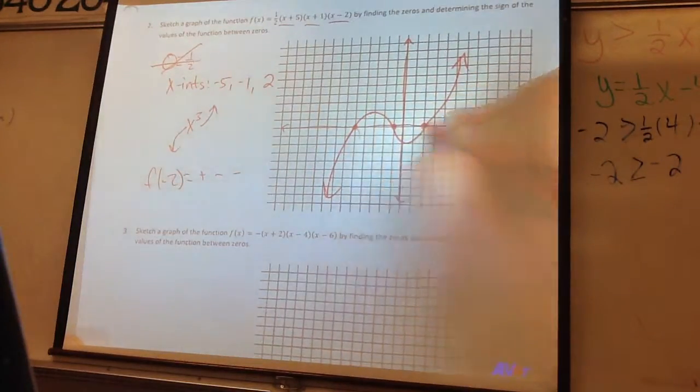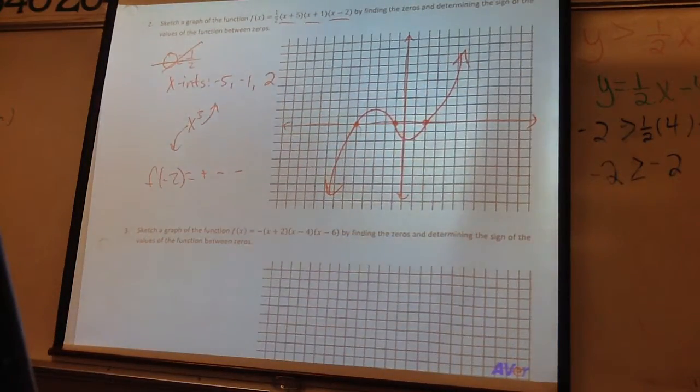And then obviously we could get more accurate. We could figure out the y-intercept like I just showed you. No need right now. Oh, you're going to have to do that on 5.